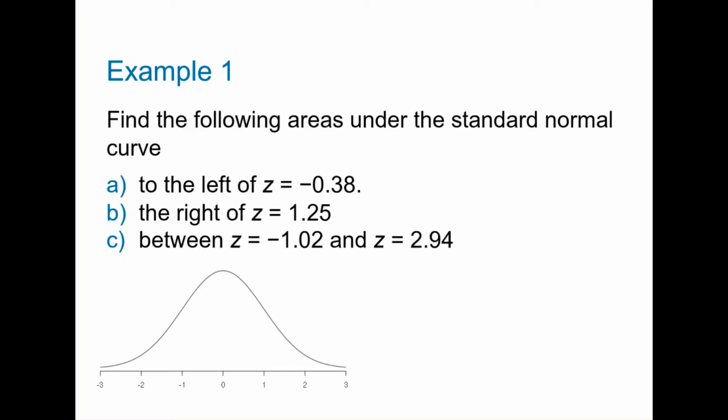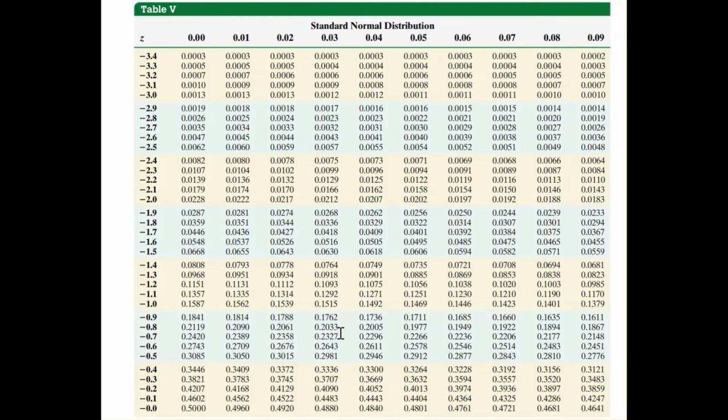We are wanting the area to the left of z equals negative 0.38, so let's find negative 0.38 on the bottom axis. Now we will draw a line up to the top of the normal curve. Let's shade the area to the left. Now let's go to table 5 to find the area to the left. Let's find z equals negative 0.38.